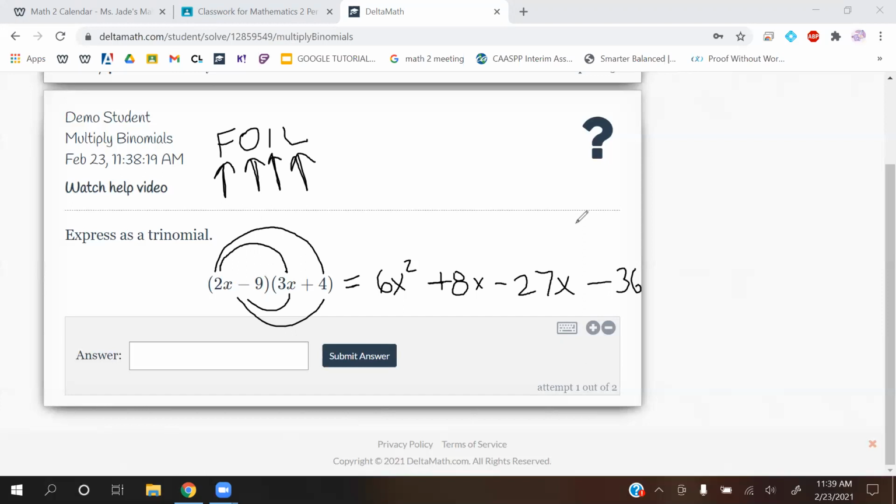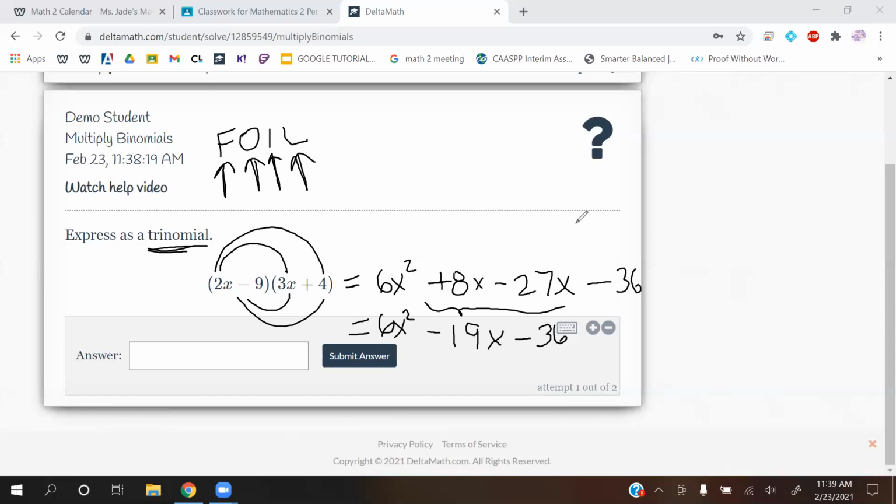Okay, so we got 6x squared plus 8x minus 27x minus 36. So we're not done yet. We want it to be a trinomial. We want it to be 3 terms. And so we need to simplify by combining those. So plus 8x minus 27x would give us minus 19x. And then the minus 36 just goes at the very end.